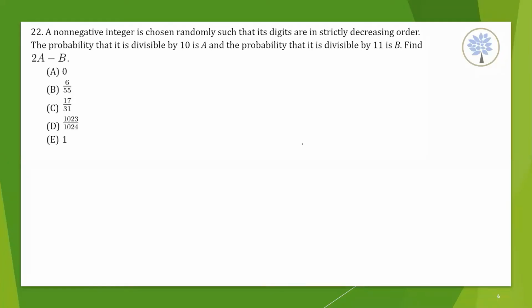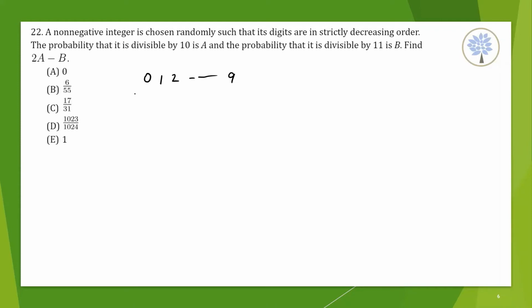So let's first take a look at what the probability A is. First, let's count the number of non-negative integers such that all the digits are in strictly decreasing order. Let's give some examples. One example of such a number would be 0. And if you go through all the one-digit numbers, you can notice that 1 through 9 are all non-negative integers with digits in strictly decreasing order, since all of these numbers have only one digit.